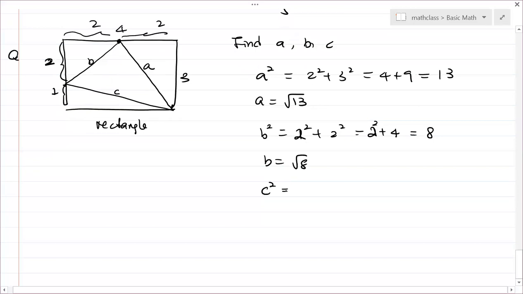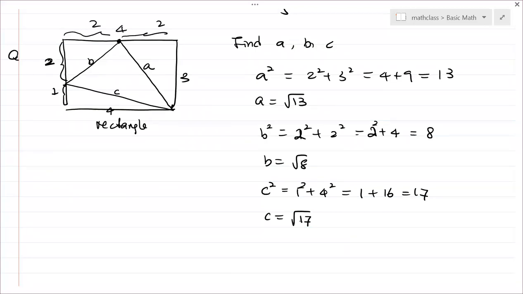C squared is going to be, this side is a 4, right? And that's 1. So it's 1 squared plus 4 squared. It's 1 plus 16, 17. So C is the square root of 17. Okay, so you got 3 sides of the triangle, right? Applying the Pythagorean theorem. Okay, no problem.